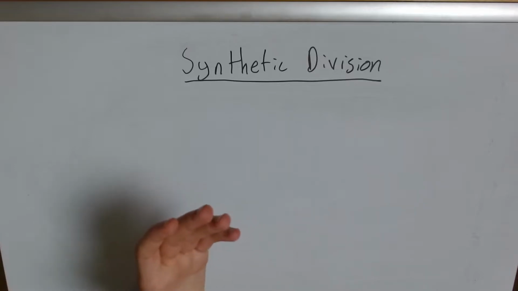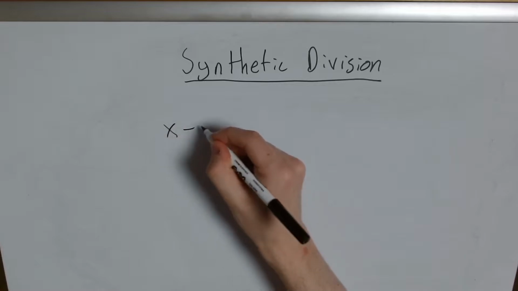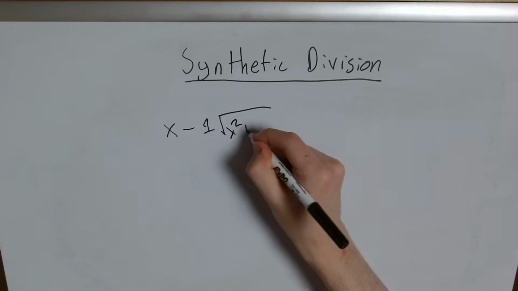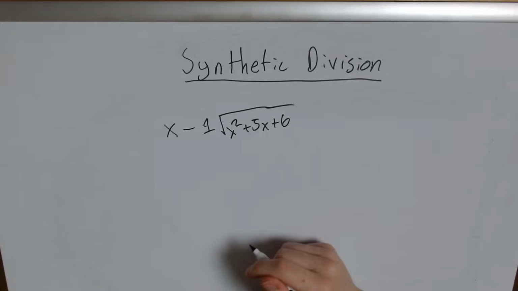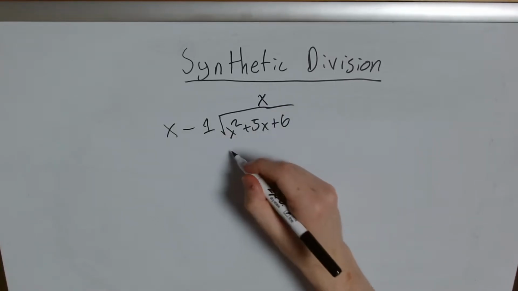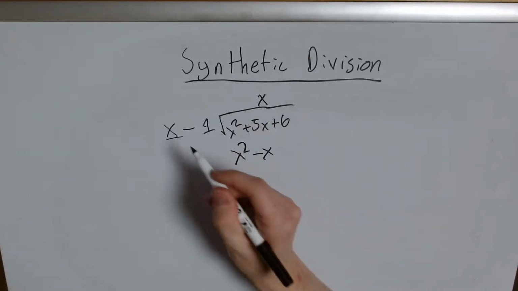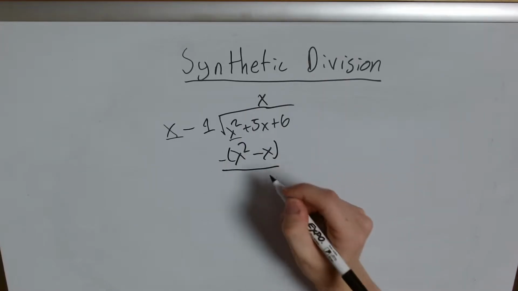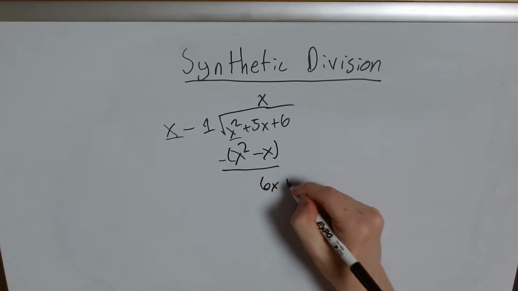Let's do a counterexample, right? Say I was given something like this. We're dividing x squared plus 5x plus 6 by x minus 1. What does that look like? Well, first I need to have an x because I have an x squared here. So I'll multiply this by this, get x squared minus x, right? Because in order to make this x an x squared, I'm going to need another x. I subtract that, I get 5x plus x, so I get 6x plus 6.